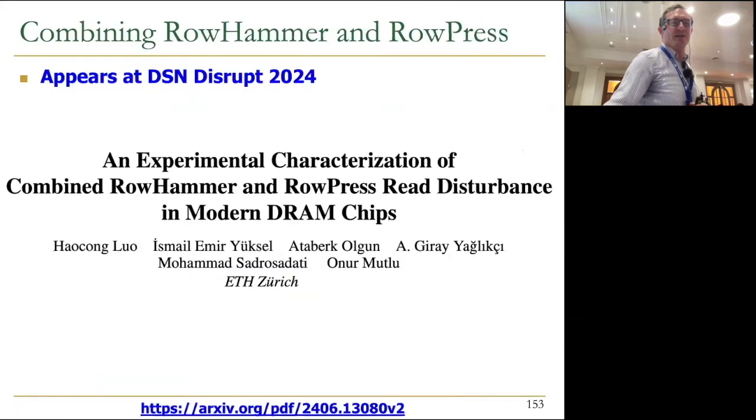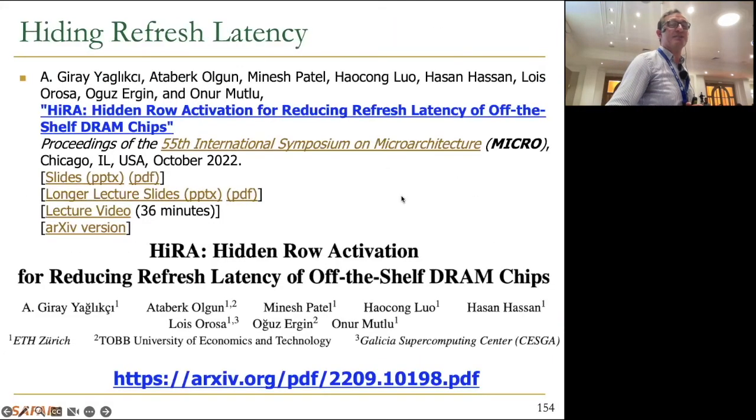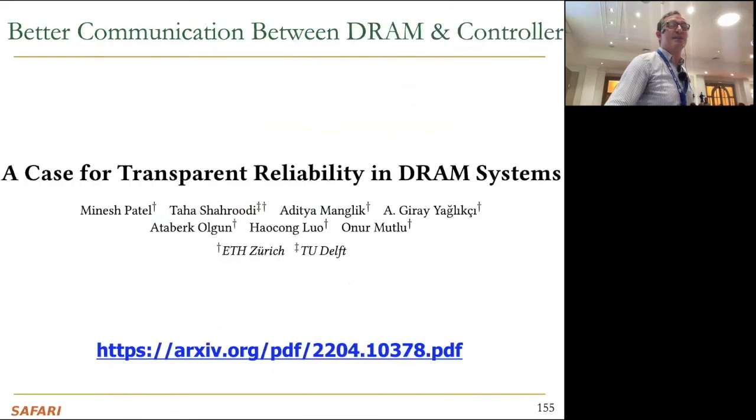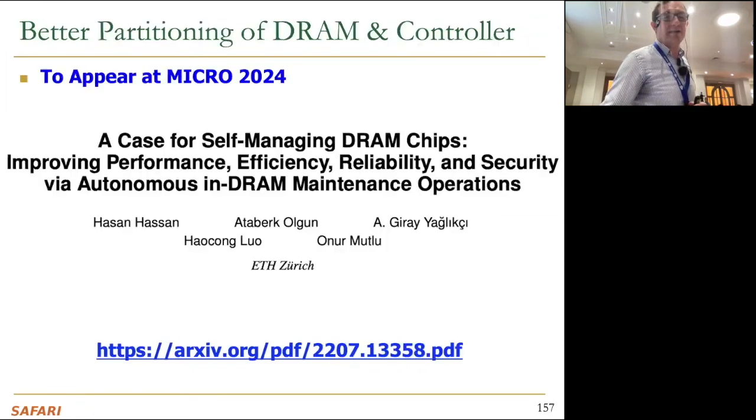Let's see. So we have more works recently. This is combining RowHammer and RowPress. You can take a look at it. You can hide refresh latency. You can take a look at it. But this was mentioned yesterday, and I strongly believe that we need better ways of communicating between the DRAM controller and DRAM. This is a work that got rejected 6 times, and finally it's going to appear at Micro. I have no idea why it got rejected 6 times, and I have no idea why it got accepted to Micro, except the fact that I think industry is finally taking, let's say, finally thinking that this is really a good solution, I think.